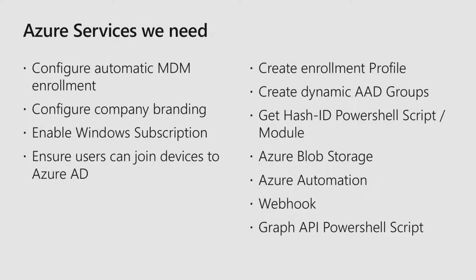So, and here are the Azure services you need. You need a license for that. You need company branding. You have to enable Windows subscription and ensure that the user can join devices to Azure Active Directory. And in the backend, you have to create the profile, as I showed you, Azure AD groups, dynamic groups, get the hash with a PowerShell script, blob storage if you want to do more, upload files from existing devices to a blob storage, automated by Azure Automation through Graph API directly into Intune. So there are so many possibilities.